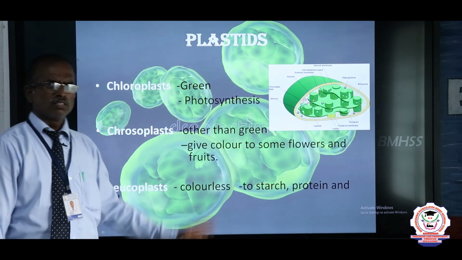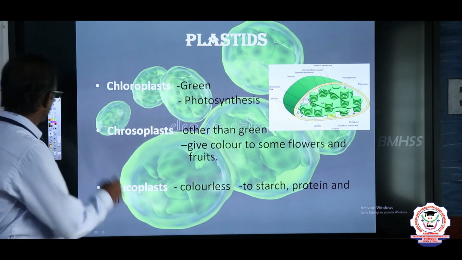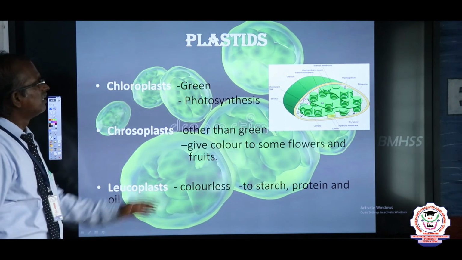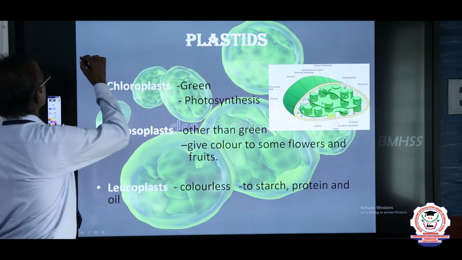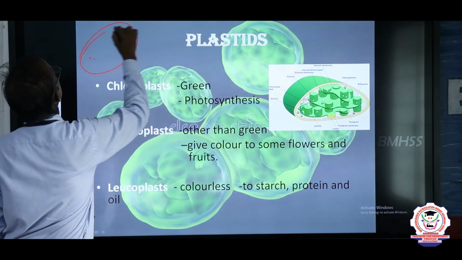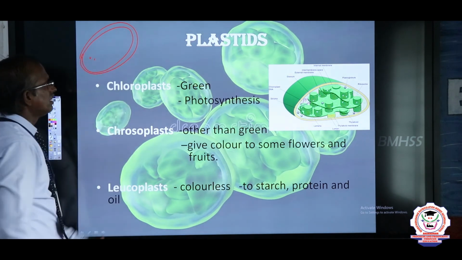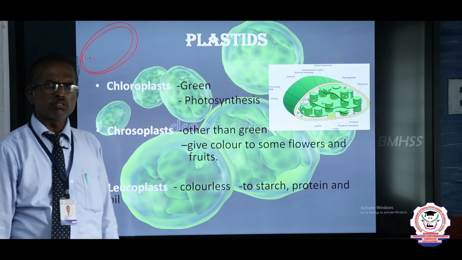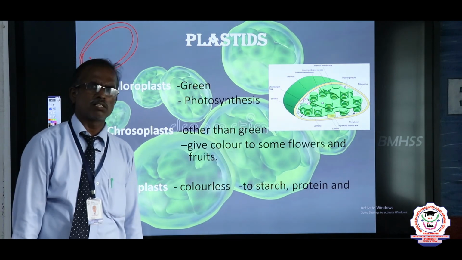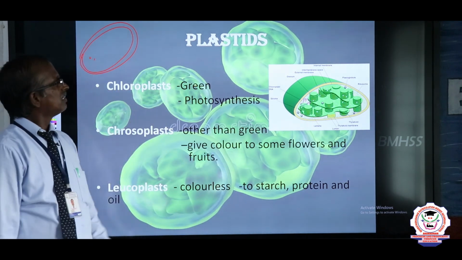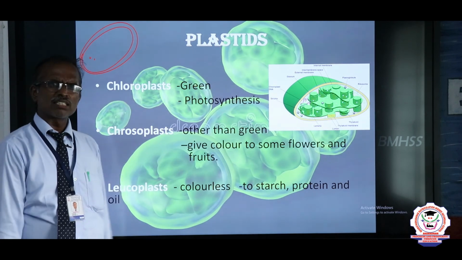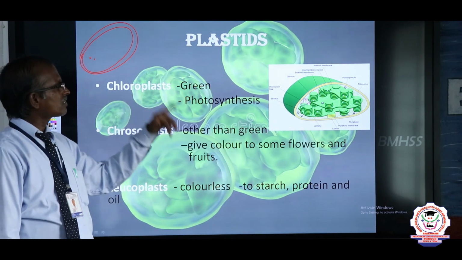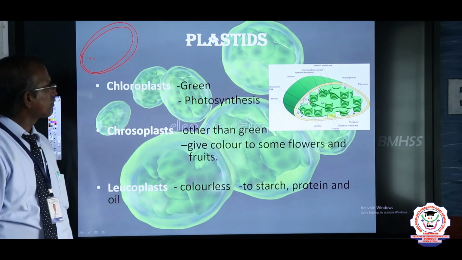Plastids. The plastids are very important. They are double-walled membrane, dense structures which are present in the plant cell alone, not present in the animal cell. Based upon the color, we categorize them into three main types of plastids.